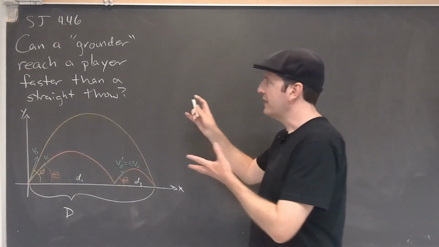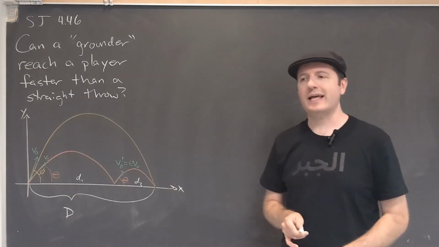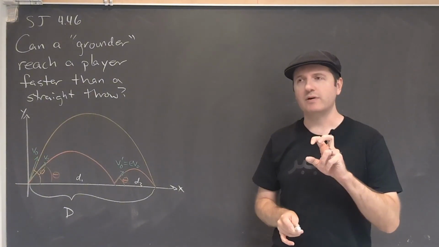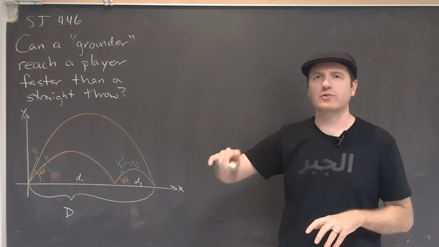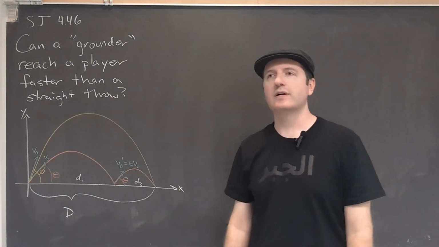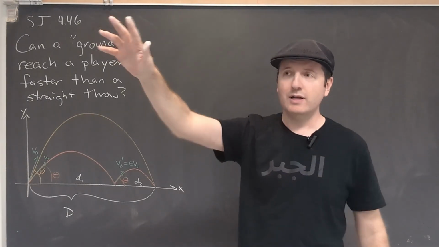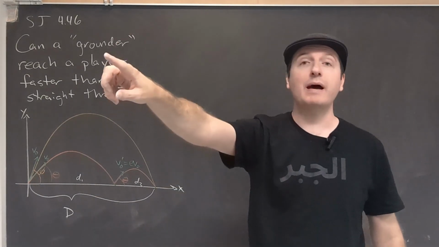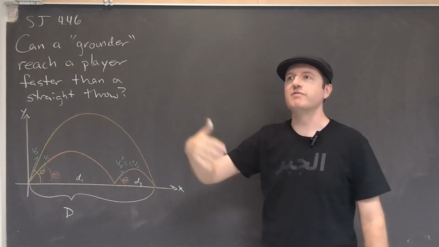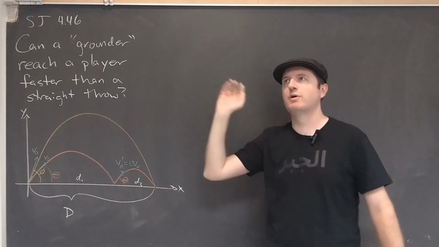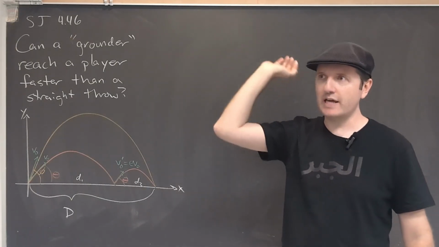And the adaptation is essentially, can a grounder in baseball reach its target catcher or player faster than throwing a straight shot? So a grounder means you're throwing the ball, but you're intending for it to hit the ground and bounce at least once before it gets to the player, as opposed to throwing it at a slightly higher trajectory and just getting it directly there.